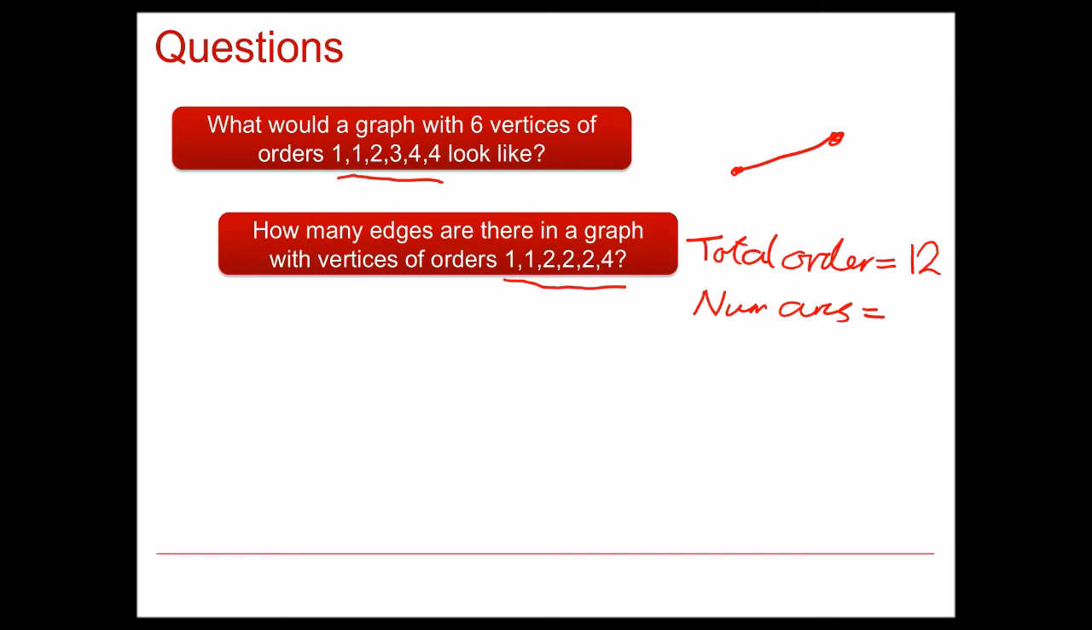and adds 2 to the total order, that means that the number of arcs must actually be half of that total order. So in this case the number of arcs is 6.